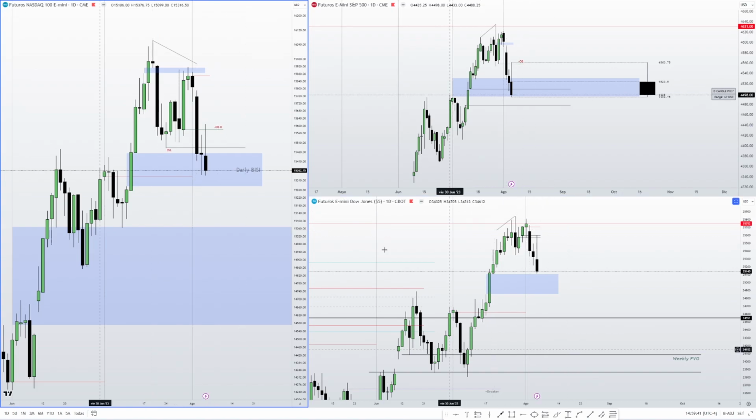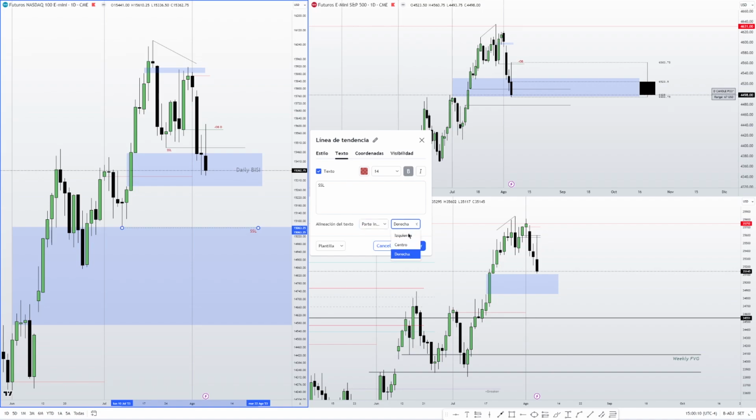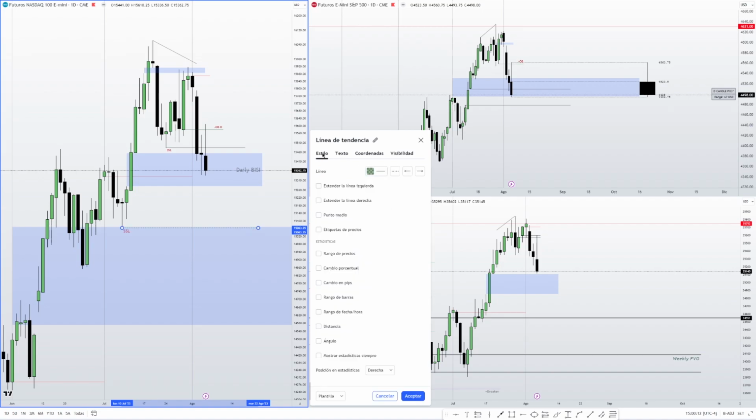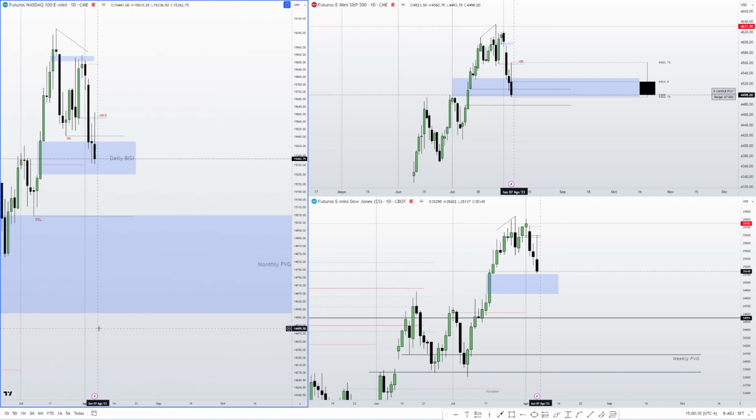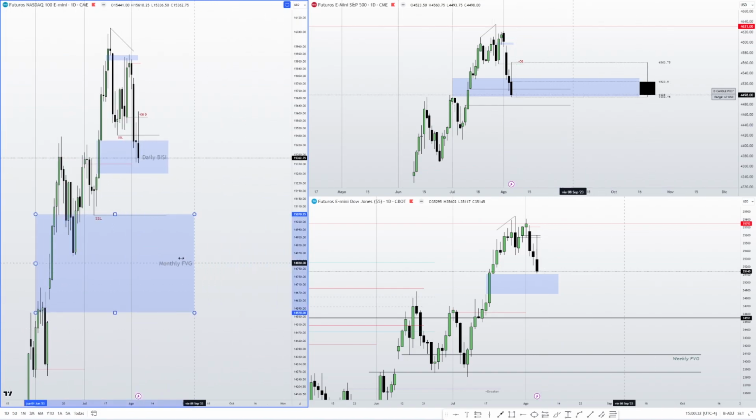Daily chart, Nasdaq: order block, BPR reactions at this point, move to the sell side liquidity and daily BC. The next draw on liquidity, I look for this low. This is the previous monthly low, and I expect the next moves inside this monthly fair value gap and take the sell side liquidity.